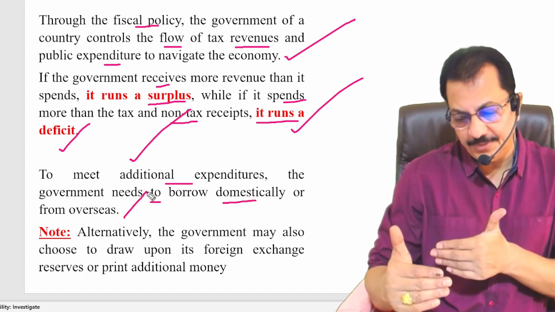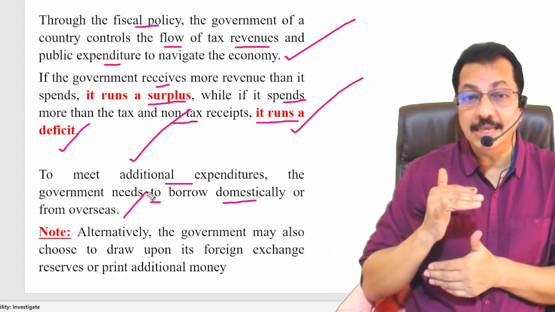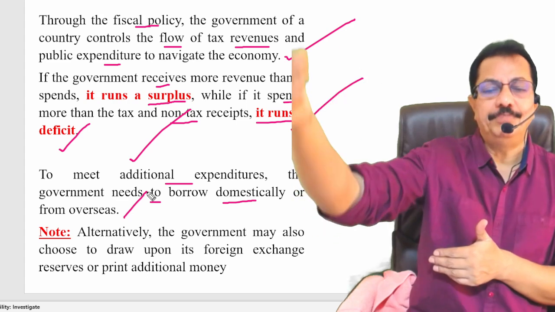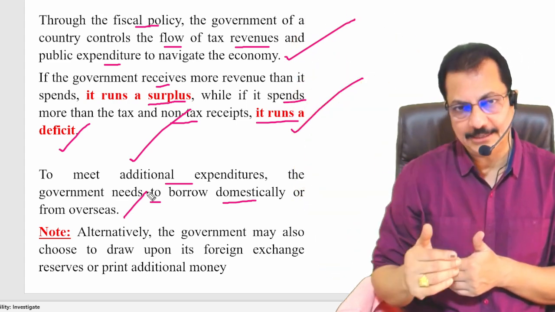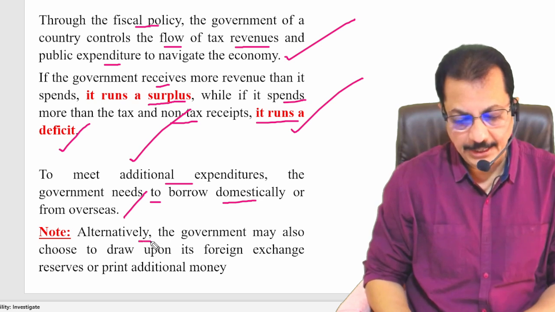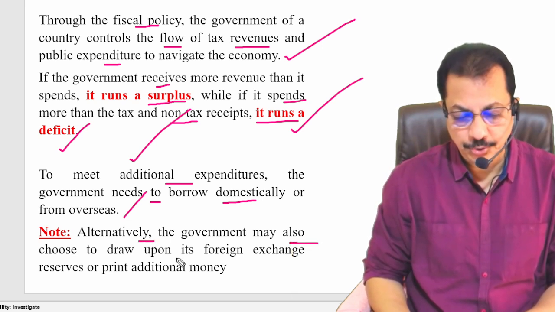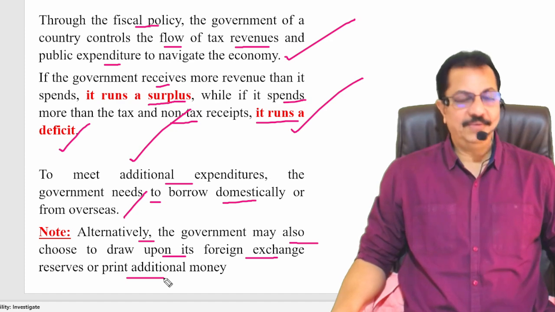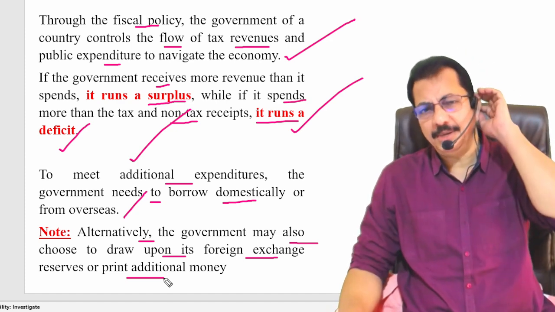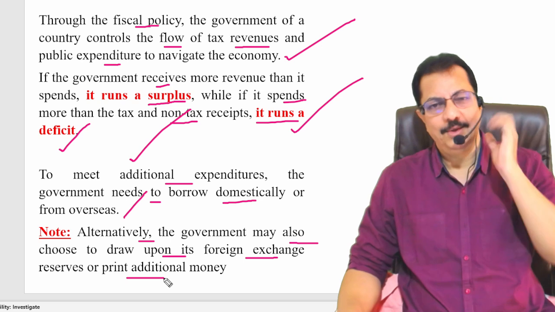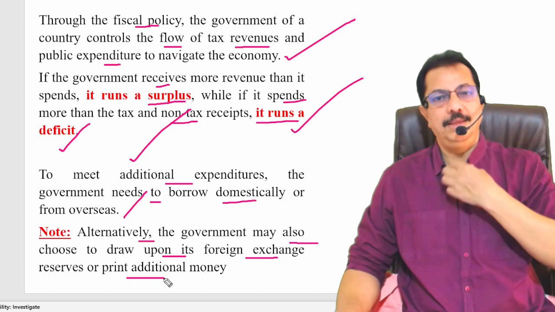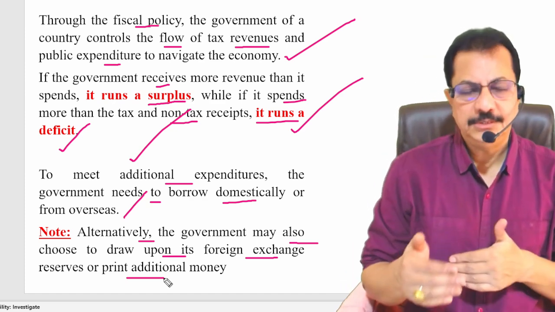So whenever there is a deficit budget, government is borrowing money domestically, meaning from RBI, right? Overseas, internationally, meaning from international banks or from some other countries. Clear? Note. Alternatively, the government may also choose to draw upon its foreign exchange reserves or print additional money. Is that okay? So the government will go for printing additional money, and that should be the last resort. Who will print the money? RBI will print the money. But the government will request RBI to print more money to fill this deficit.